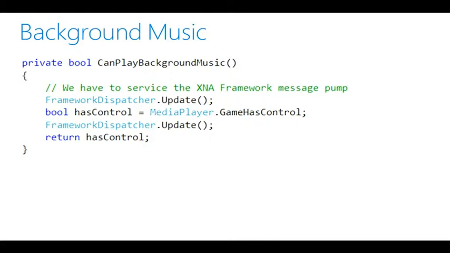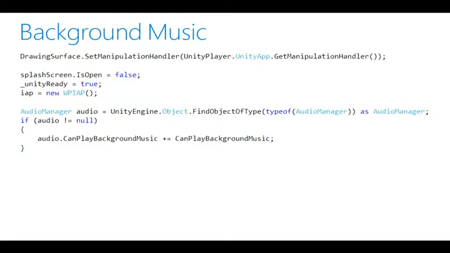So simply throw two of those XNA framework dispatcher updates in there, and then pull back from the property whether the game has control or not. And so that's what you need on the Windows Phone side. Again, that can go on your main page XAML.cs file. And then in the same file, the main page XAML.cs, you need to just hook that call into something.